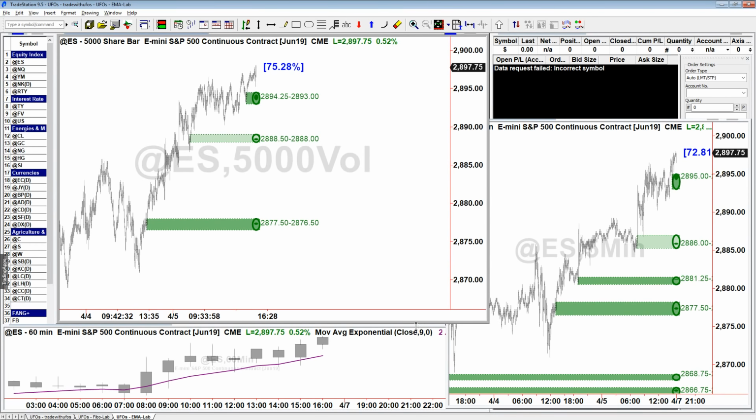So I got 4-4 on the left with the 5,000 share bars, and 4-4 on the right with a 5-minute time frame. But what's the difference? On the right I got 1, 2, 3, 4, 5, and 6 UFOs. On the left I got 1, 2, and 3.